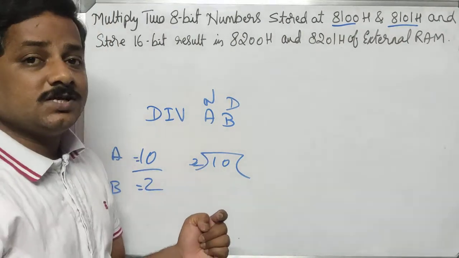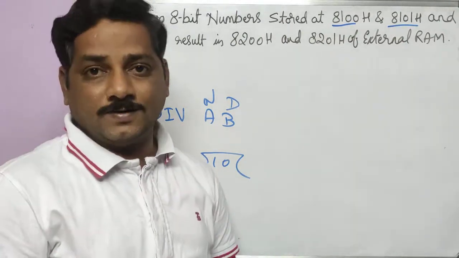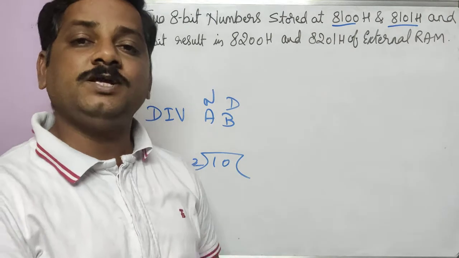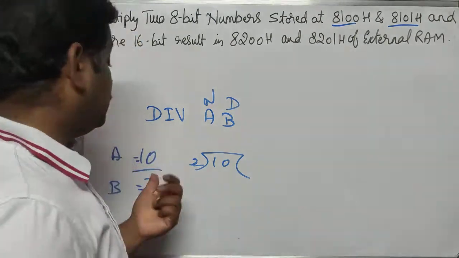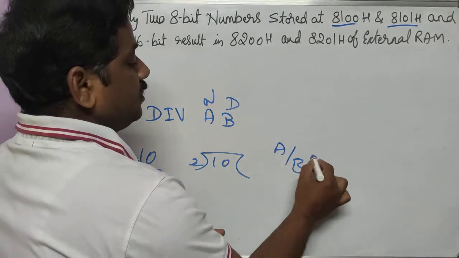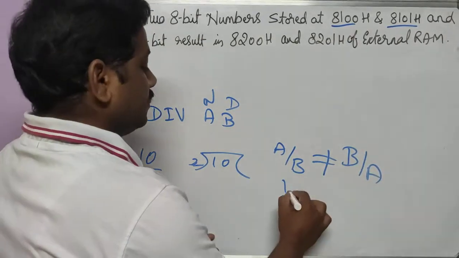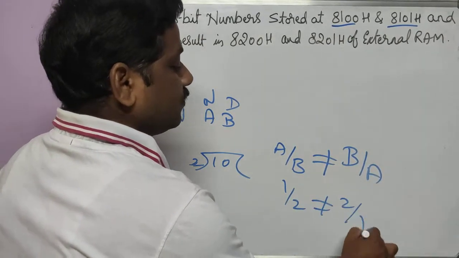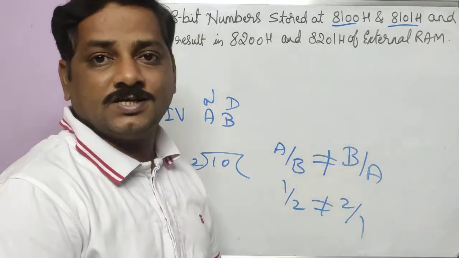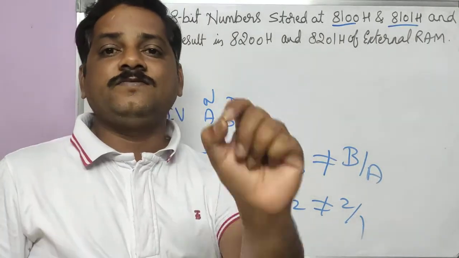Whereas in multiplication, you could have changed the A and B data. As I told you, A into B is equal to B into A. But in division, A by B is not equal to B by A. For example, 1 by 2 is not equal to 2 by 1. If you change, the result will be changed. So you should be very careful about giving the data.